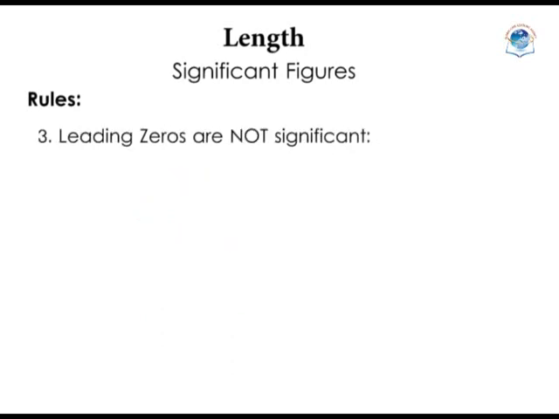Next rule, leading zeros are not significant. That means the zeros that come before non-zero digits are not significant. 0.004 has 1 significant figure, only 4. 0.0102 has 3 significant figures because the 0 in between 1 and 2 is significant.